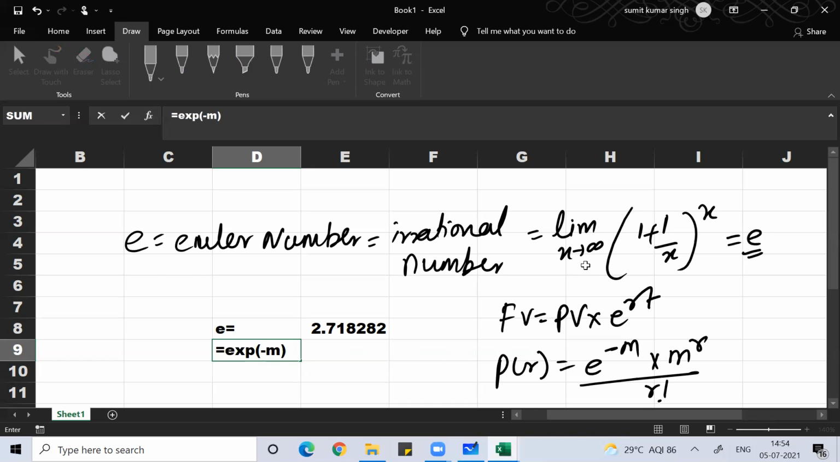In Excel, e means exp. In many mobile calculators also you will find exp. So please be clear about this part. Clear, right? Anyone any doubt?